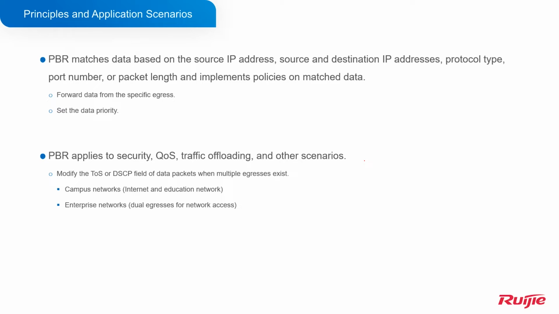So PBR applies to security, queues, traffic offloading, and other scenarios, by modifying the ToS or DSCP fields of data packets when multiple egresses exist. In the campus network, we can use it, for example, to distinguish the packets to the internet or to maybe the education network, right? Or in the enterprise network, it's commonly seen that there could be multiple egresses offered by different ISPs. So based on this, we can distribute the packets to different egresses, right? Okay, this is about the application scenarios of PBR.